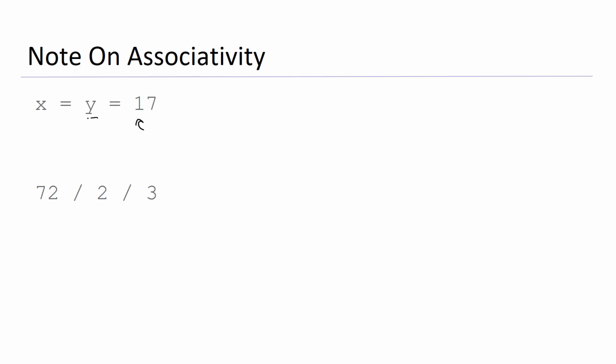If you look at this variable, the y variable in here, it has two operators, one to its left and the other to its right. It has this equal to its left and this equal to its right. So the question is, which one of these operators will take on the variable y? Is it going to be the one on the left, or the one on the right?